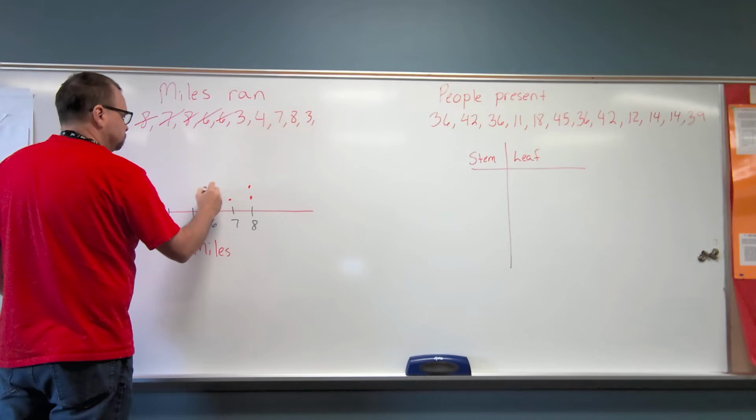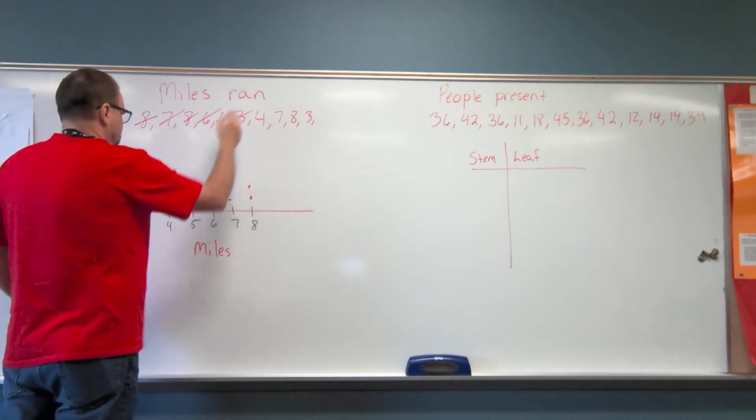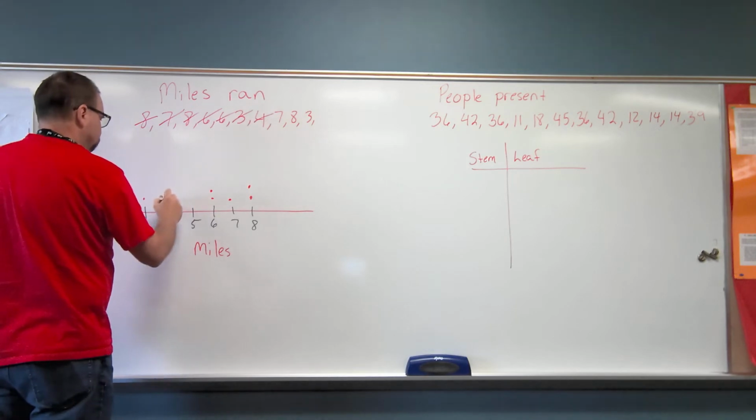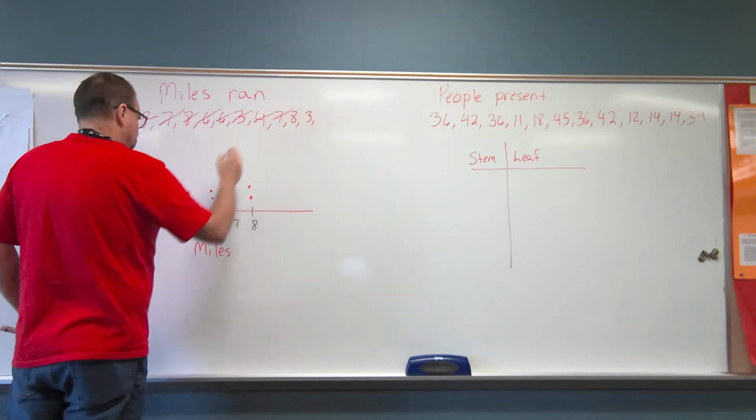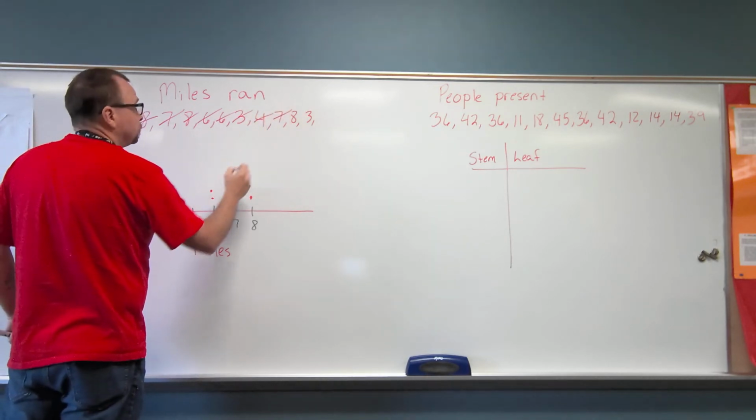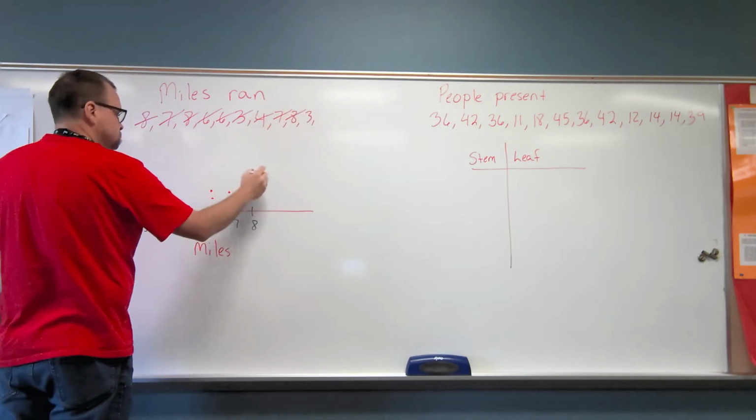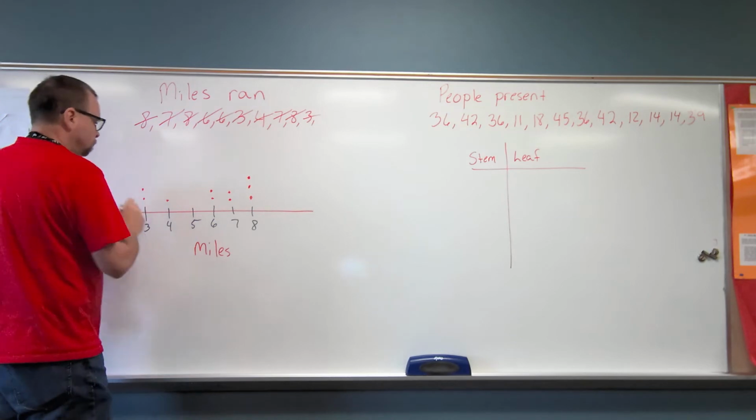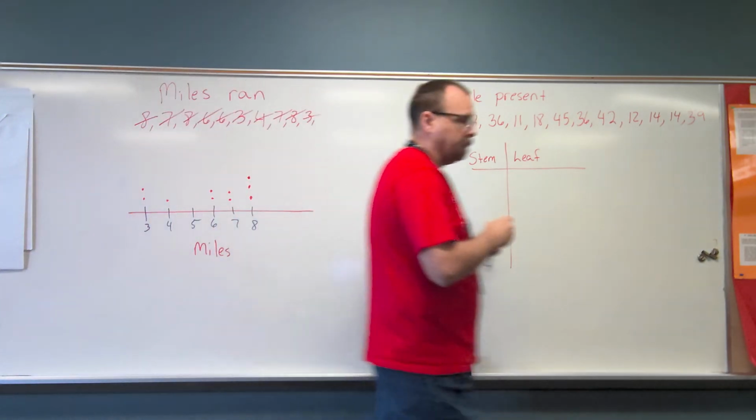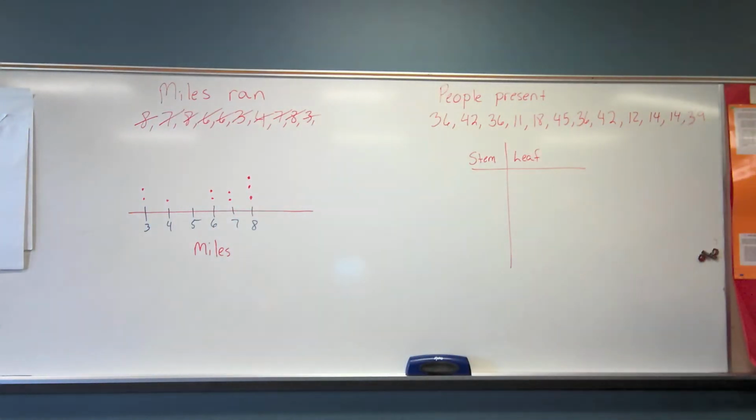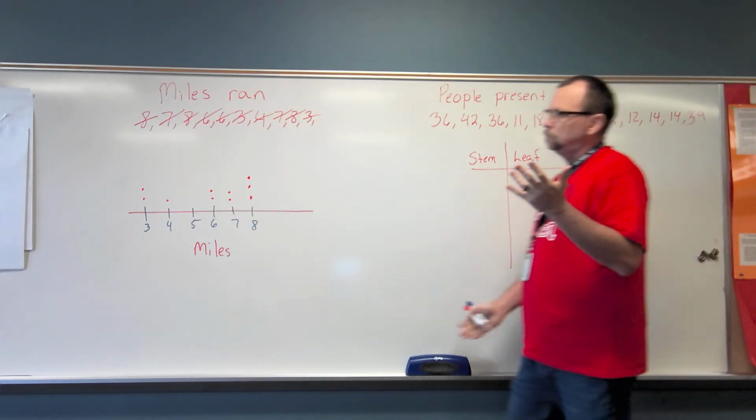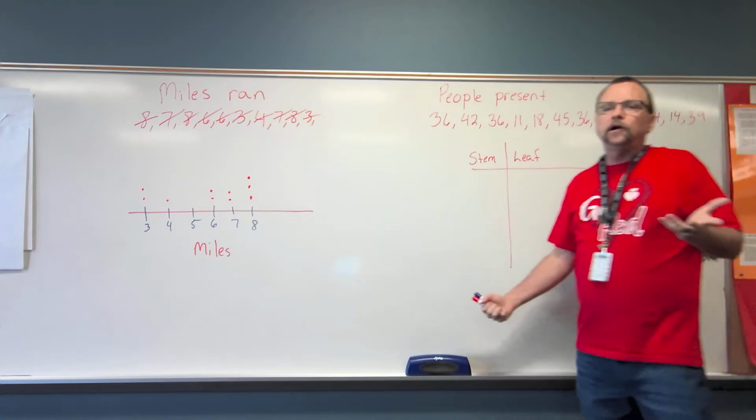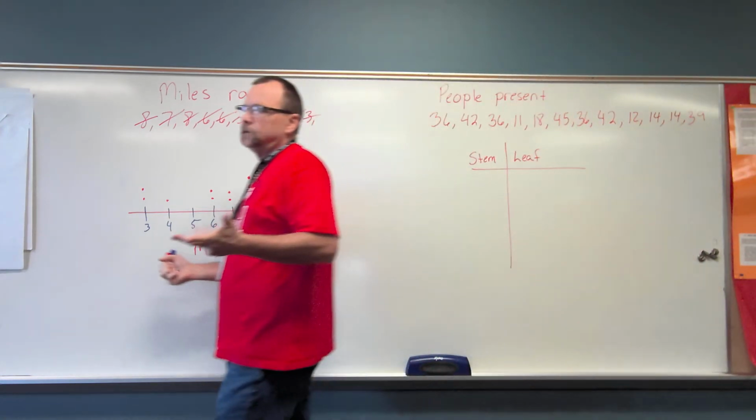Another 6. A 3. A 4. They are fun. A 7. An 8. And another 3. Now we have 5 that has nothing above it, but it's still got to be included. We're going to count by our ones to work our way through. Very easy to make, very easy to read.